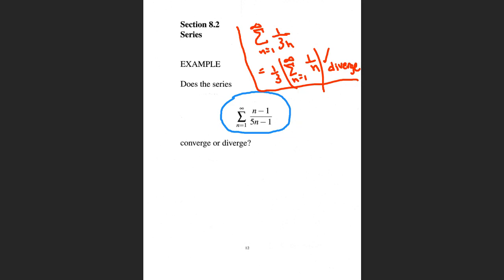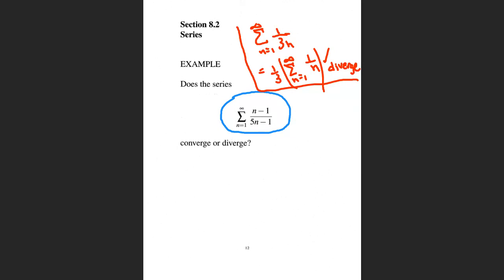All right, so let's see here. Now this series here, we want to know if it converges or diverges. So we could, of course, write out some terms of the series.